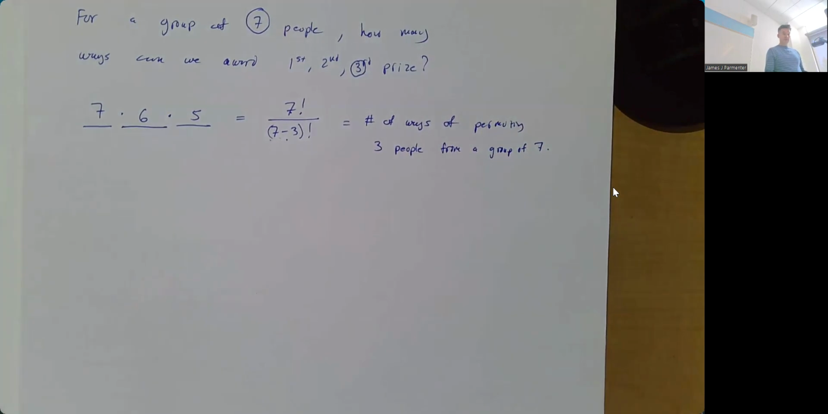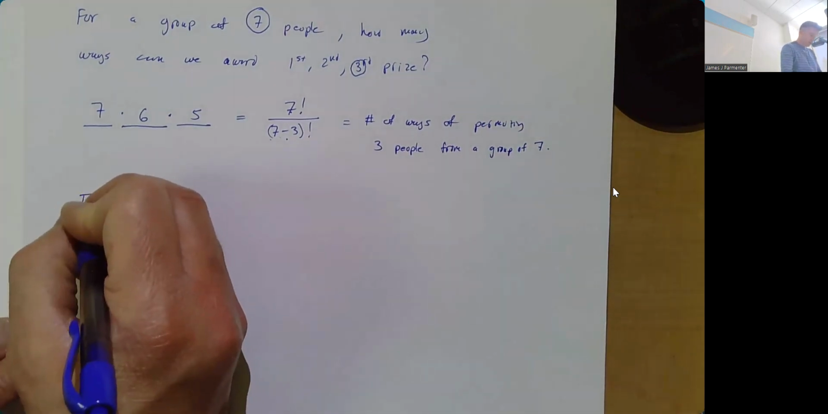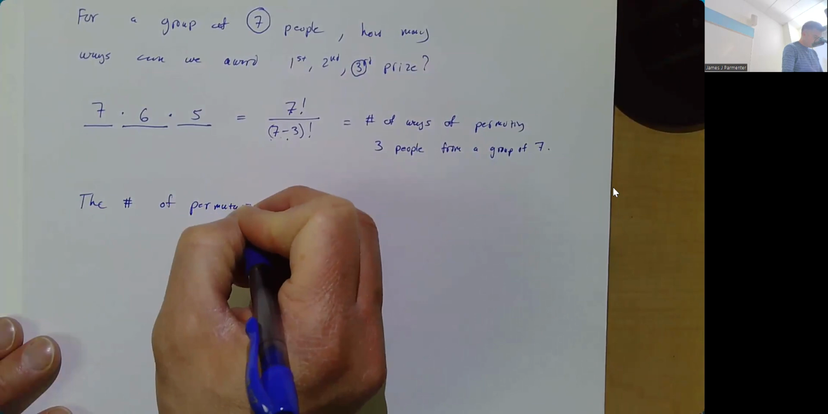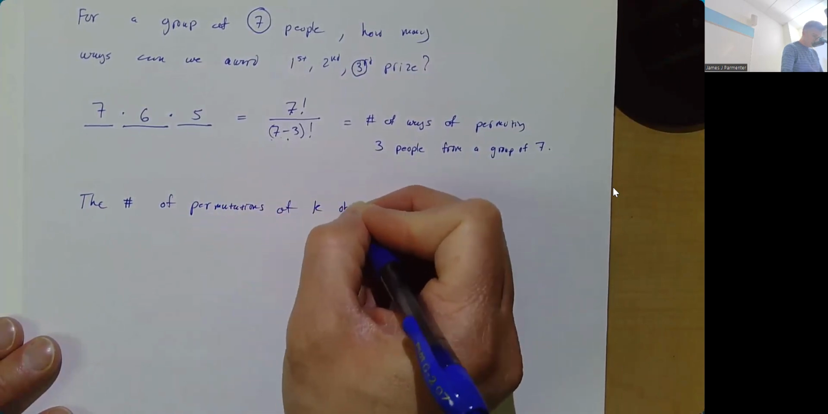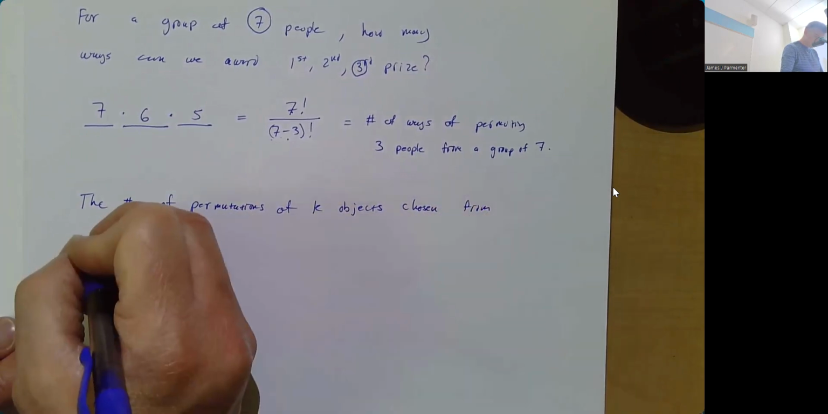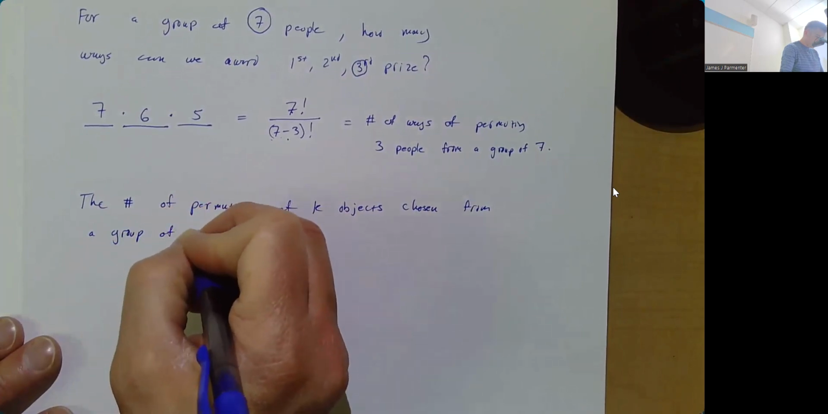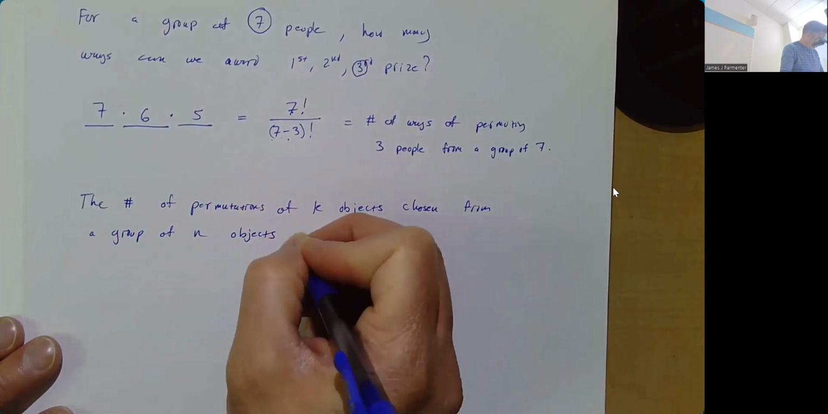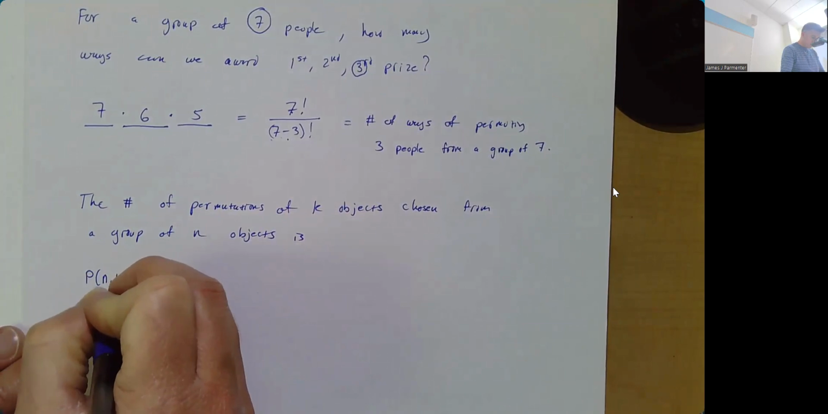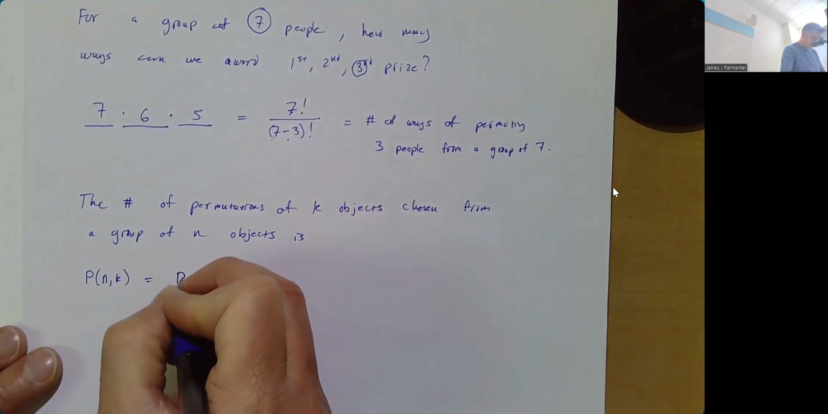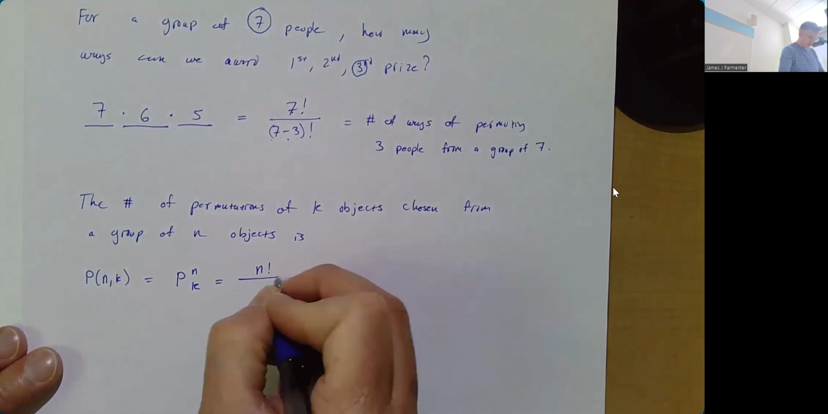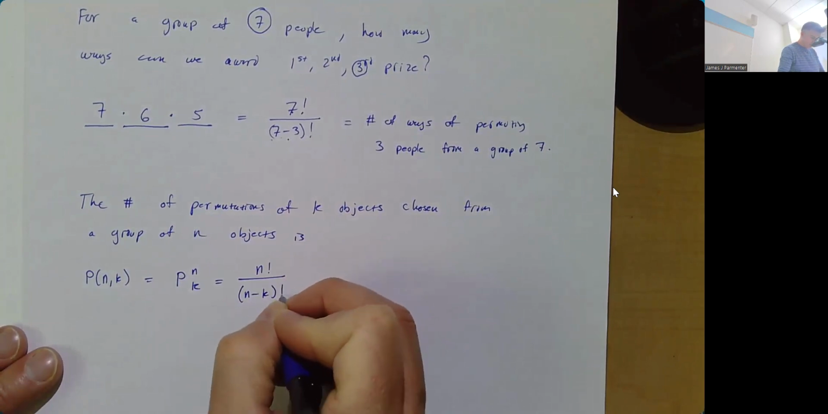More generally, and here we're going to have another formula, the number of permutations of k objects chosen from a group of n objects is, and there are like 3 ways of writing this, none of them good, P of n comma k, or P n k, and it's equal to n factorial over n minus k factorial, just like we did up here.